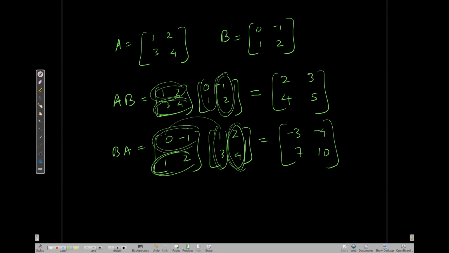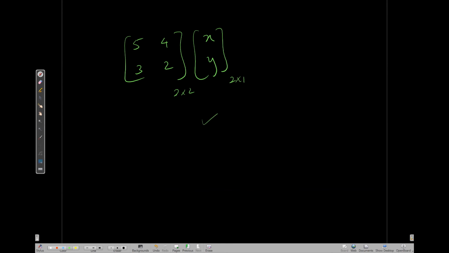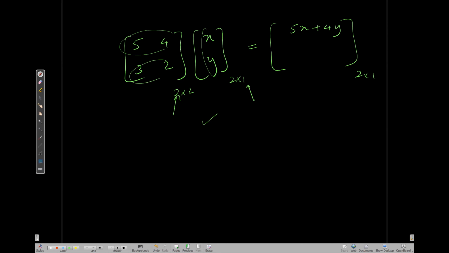Okay, so that's an important point. Now how about this? Let's say 5 4 3 2, and let's say x y. So the first one is 2 by 2, the second one is 2 by 1. So yes, we can multiply. If we multiply, what do we get? 2 by 1, right? See these numbers, 2 by 1. So this with this, 5x plus 4y, and 3x plus 2y.